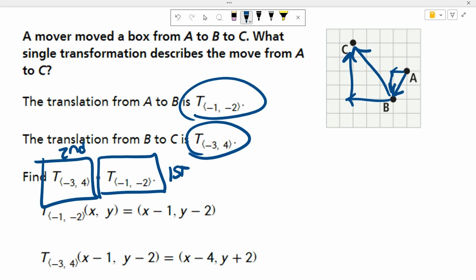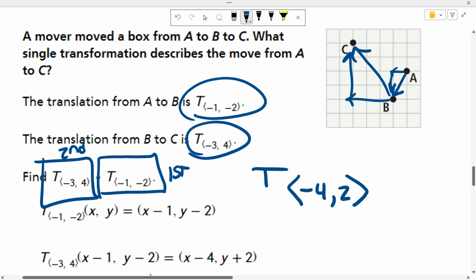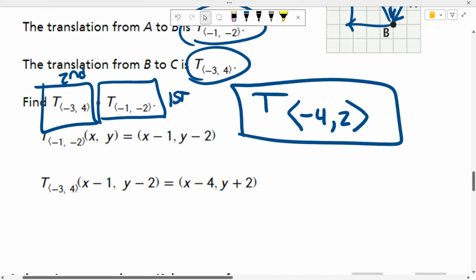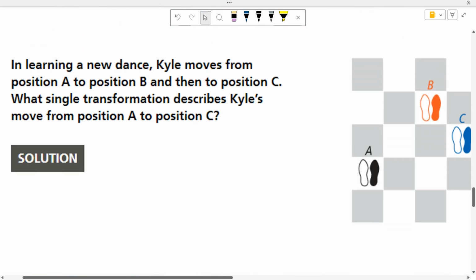Okay? So if you want to write it as one single transformation, what we do is we add up these two to be -4, add up these two to be +2, and we just combined these two into one transformation. So it would be T(-4, 2). That's what they combine to, T(-4, 2).